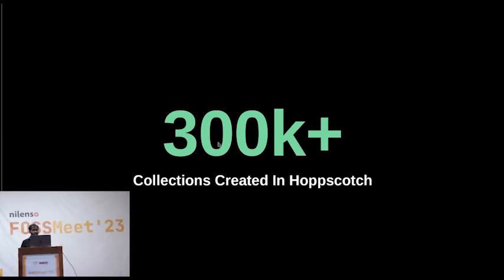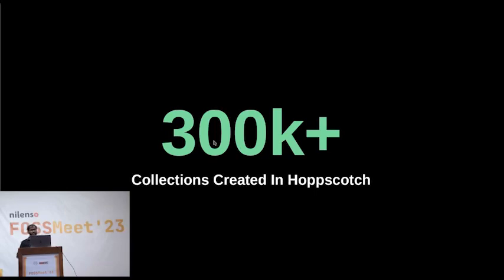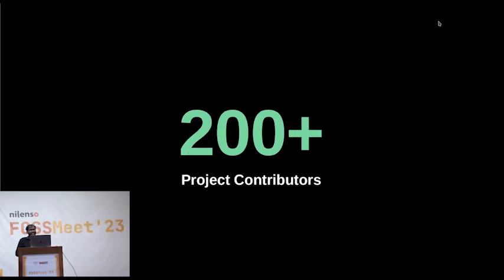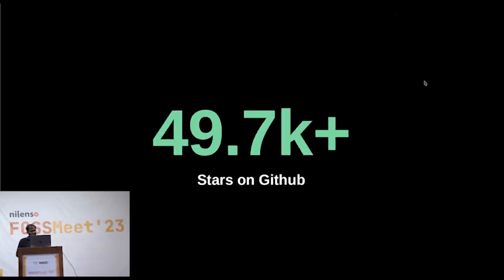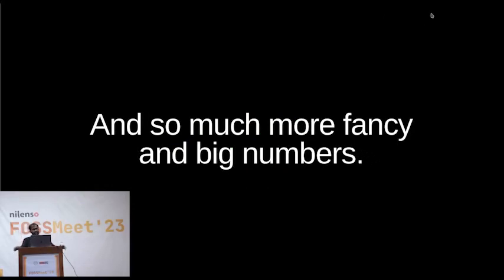We have had 200 plus project contributors working on the Hopscotch code base. We don't think of it as really big, but it's still something. 49,000 plus stars on GitHub. If everyone here who hasn't starred Hopscotch does, 50K would be awesome. You'll remember your face. And there are so many more big fancy numbers, but I don't want to go into all of that.